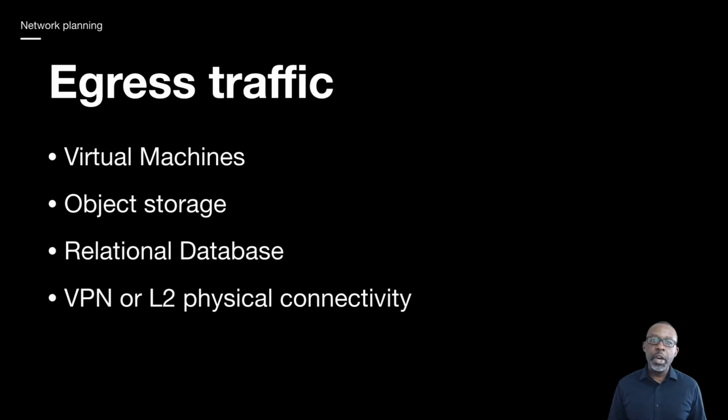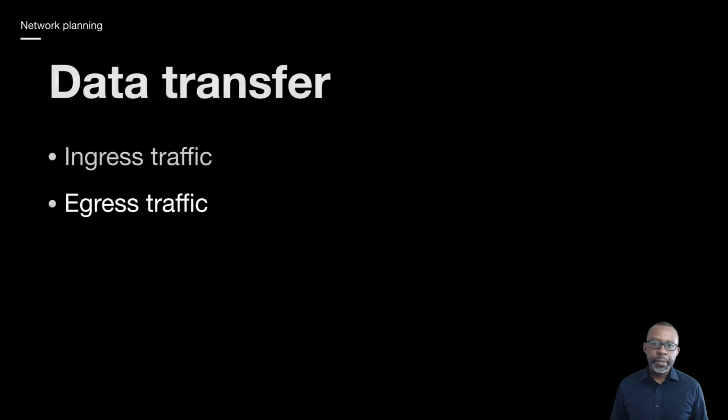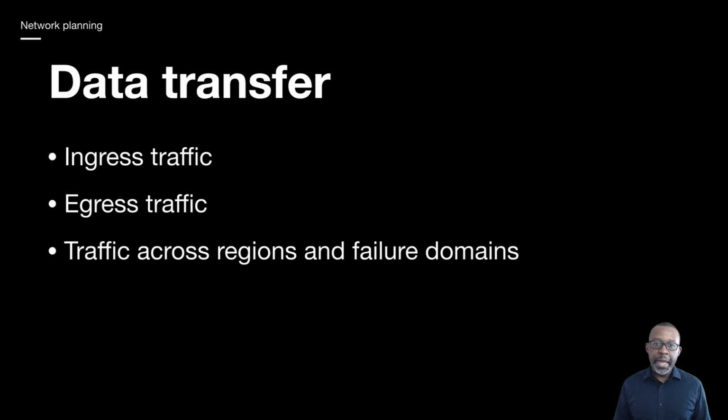Therefore, the connectivity options need to be taken into account. VPNs are usually cheaper than layer 2 connections at the physical level. However, layer 2 connections at the physical level usually provide better performance as well as more capacity. And during network planning, it's very important to carefully consider the cost and performance implications of routing traffic across geographical regions and across failure domains within a single region.